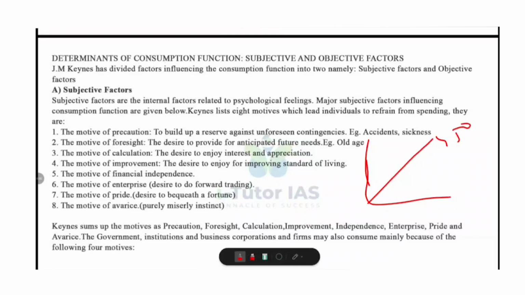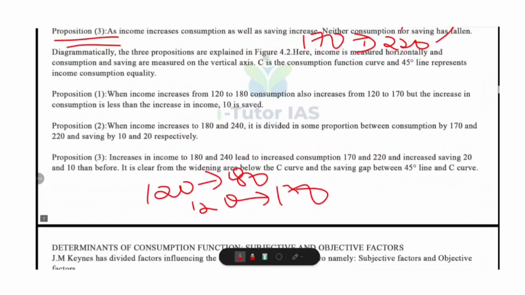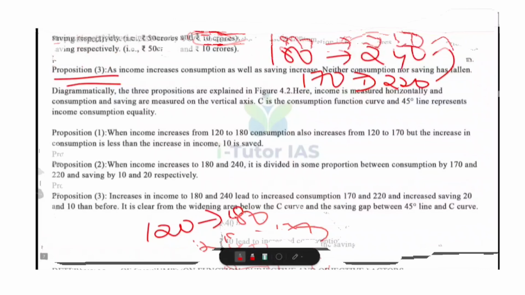And the C curve, that means the consumption curve, lies below the 45-degree line after a certain income level. So it shows that consumption increases but not as much as income. As income increases, the C curve rises upward, showing higher consumption, and the gap between the 45-degree line and the C curve widens, showing an increase in savings. So consumption also increases but less than proportionally. The remaining part of income is saved, and hence both consumption and saving increase together, showing Keynes' psychological law in action.